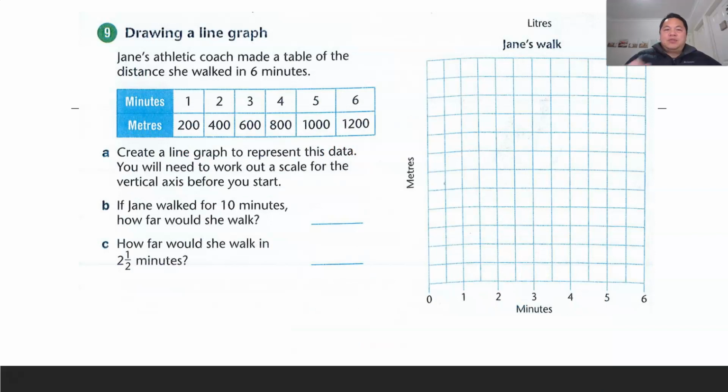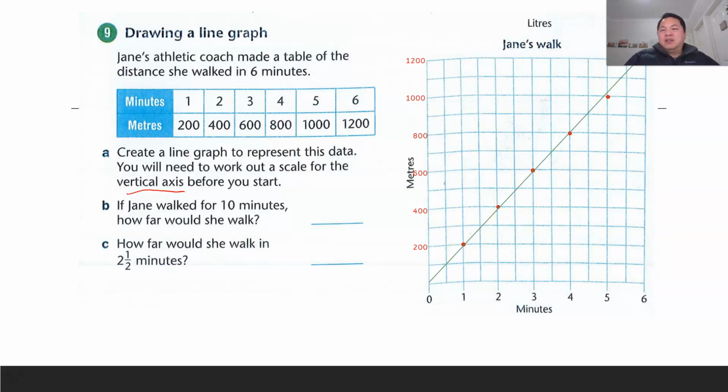Oh, you have another situation here whereby you need to complete the graph. Again, you've got to get the plots based on the results given to you. First, you've got to find out the scale for the vertical axis. I've decided that every 2 squares is 200, so that's how you get 1200. Again, you plot the points accordingly. After you plot the points, you'll be able to draw a straight line.